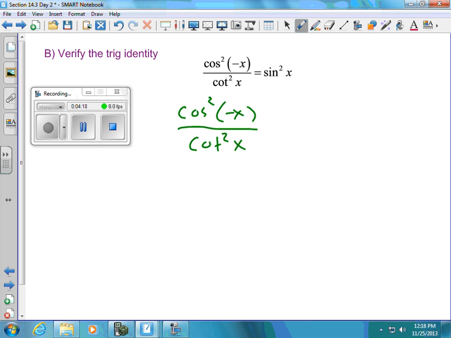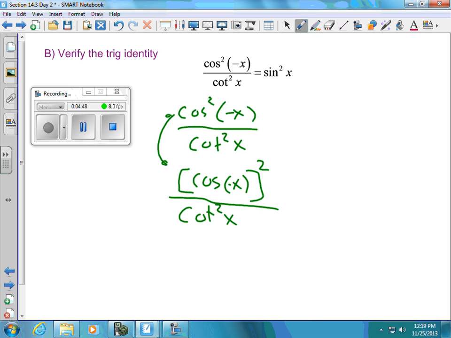So cosine squared of negative x, what that really means is the cosine of negative x, the whole thing squared. But we just write it shorthand. This and this are equivalent expressions. That's what it means. We just write it on the top for shorthand, so we don't have to have so many parentheses. So if that's what that really means, we can apply the negative angle identity to this.